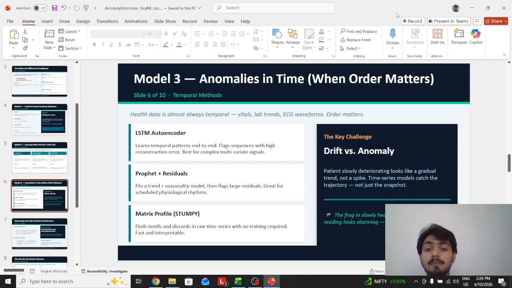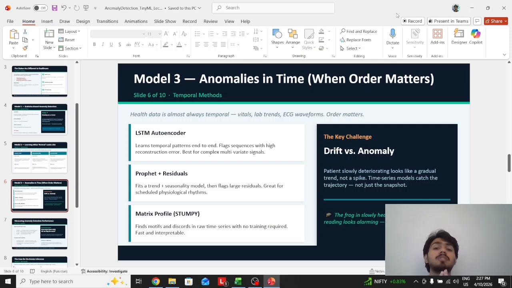LSTM autoencoder learns temporal patterns end to end and flags sequences with high reconstruction error. Now this is related to neural networks, and this is why we are using an autoencoder over here. Okay, Prophet fits a trend plus seasonality model, then flags large residuals. Great for scheduled physiological rhythms. Matrix profile finds motifs and discords in raw time series with no training required. It is fast and interpretable.